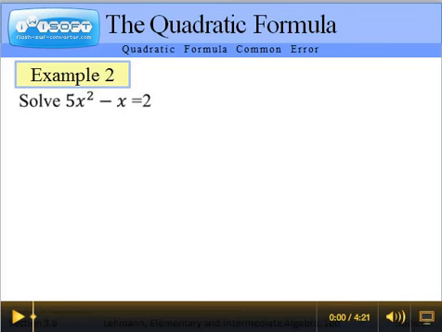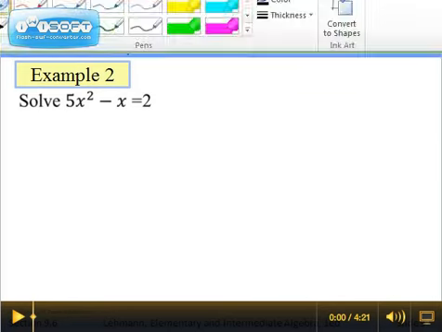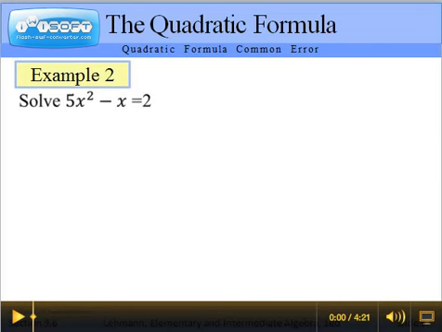Example 2. I want to solve 5x squared minus x equaling 2. So first we want to write the equation in the form ax squared plus bx plus c equaling 0. So that requires that I subtract 2 and set this equation equal to 0. So I have 5x squared minus x minus 2 equaling 0.